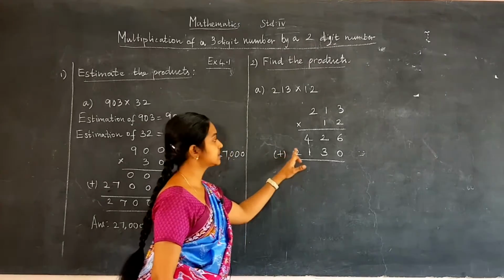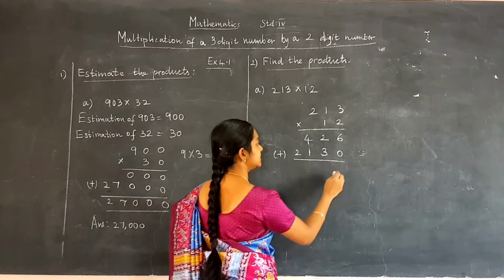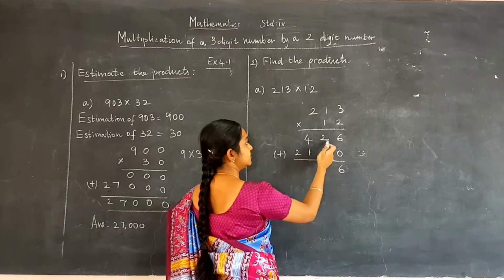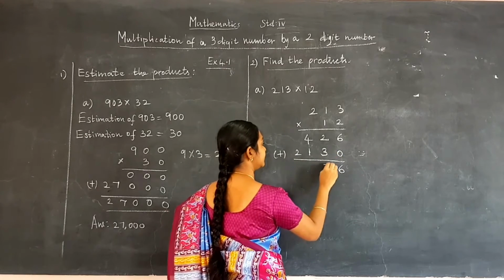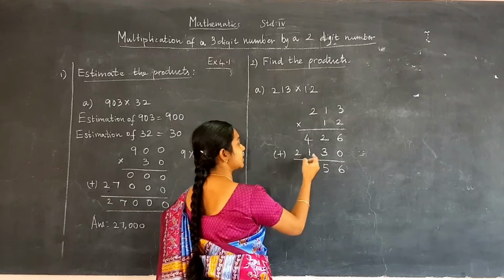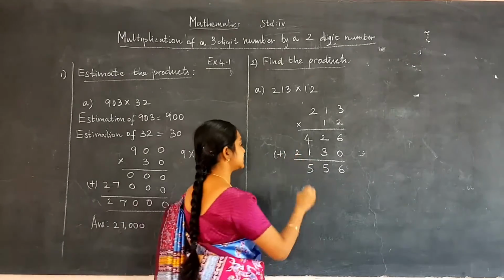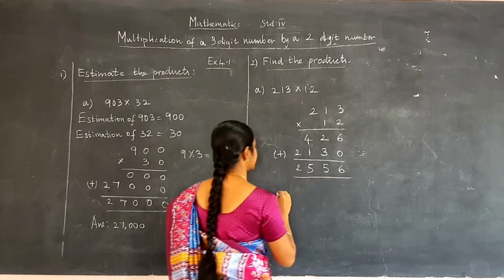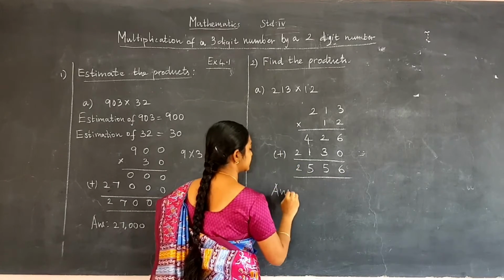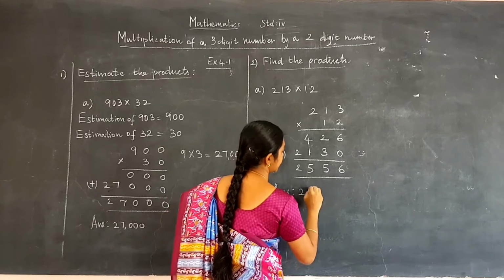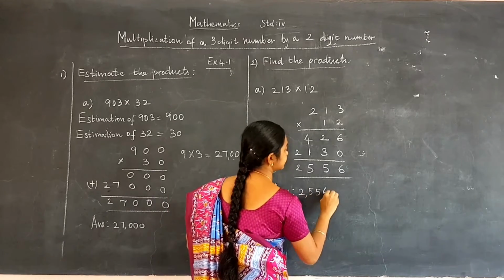Add these two lines. 6 plus 0 will be 6, 2 plus 3 will be 5, 4 plus 1 will be 5. Here we don't have any number, so write 2 as it is. So the answer is 2556.